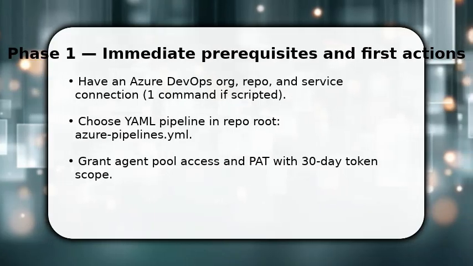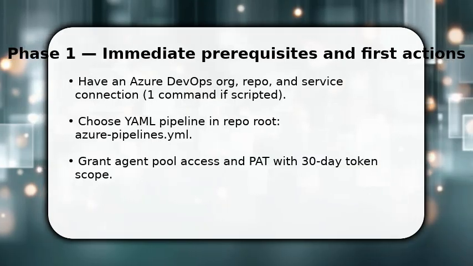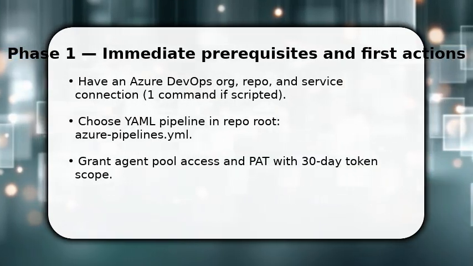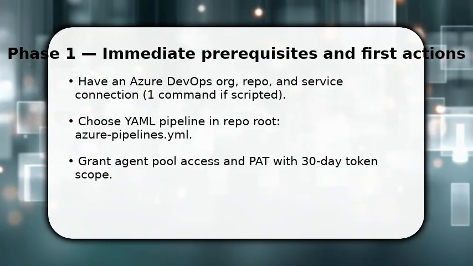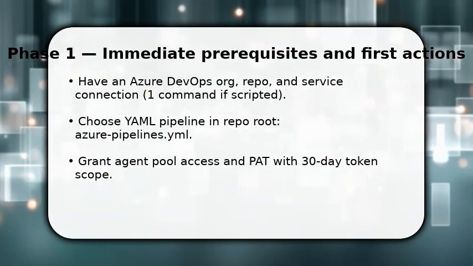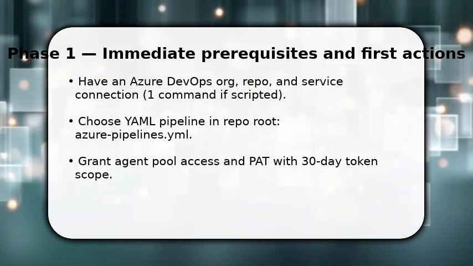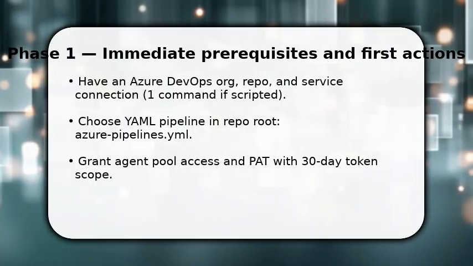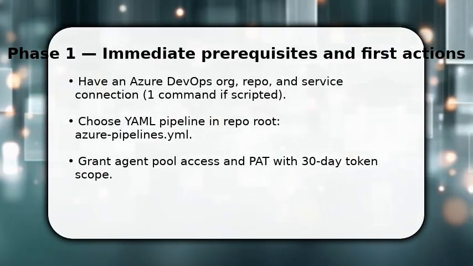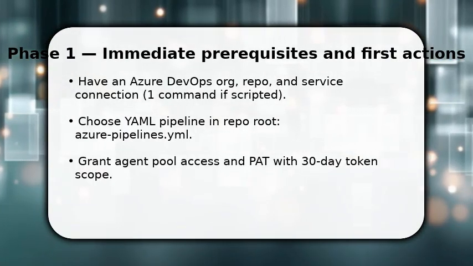You start by confirming prerequisites: an Azure DevOps org, a repo, and a service connection. Once those exist, create Azure Pipelines YAML in your repo root and pick the YAML pipeline option. Make sure to register an agent pool or use Microsoft-hosted agents. You need permission to queue builds.